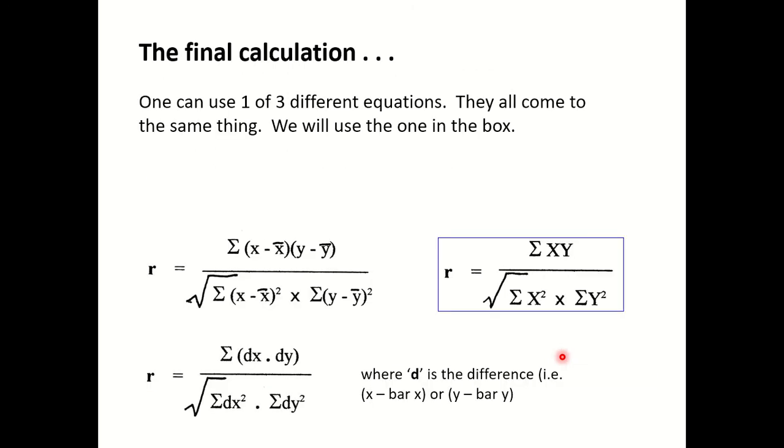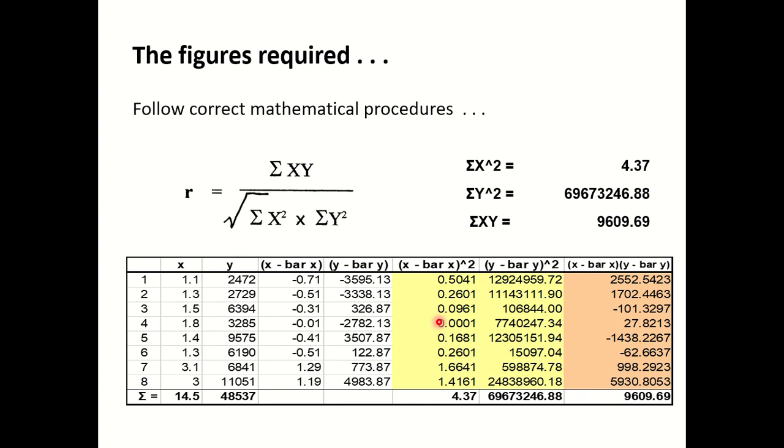One can use one of three different equations, which is a little bit annoying, but they all come to the same thing. So if you're looking in some other teacher's notes, or another textbook, or a different website, or who knows where, please be aware that the Pearson's calculation gets laid out in a number of different ways, alright? I like the one that's easiest, so we will be using this one, alright? But it really doesn't matter which one you use.